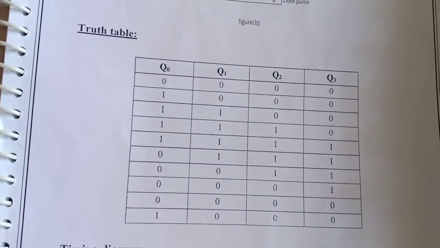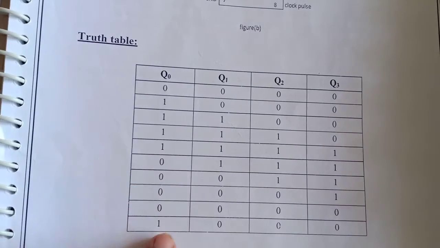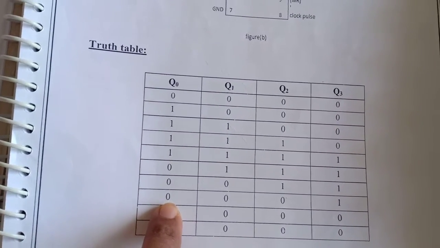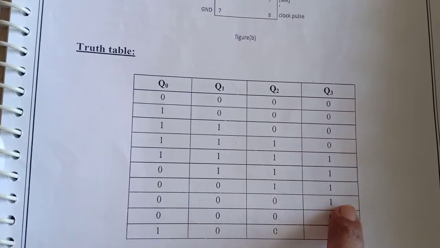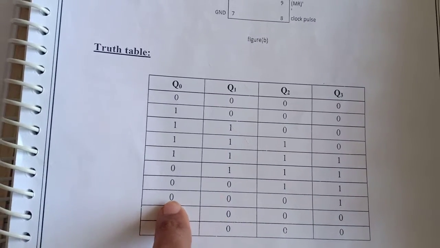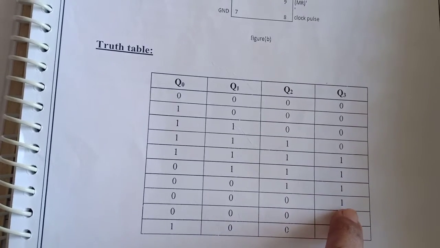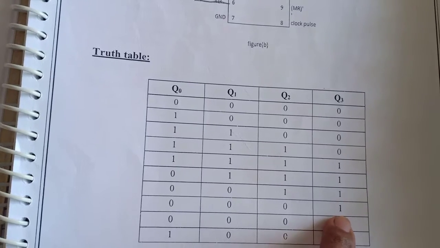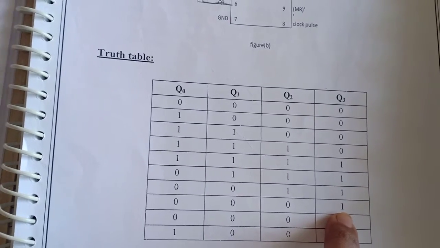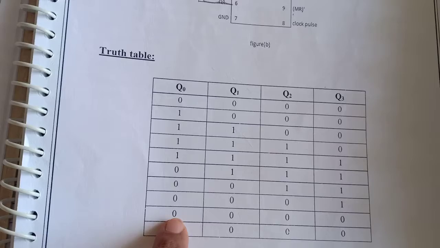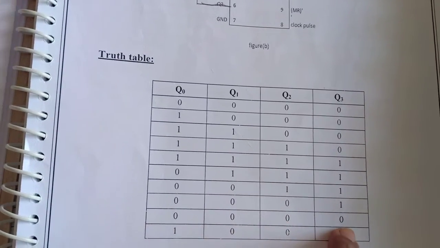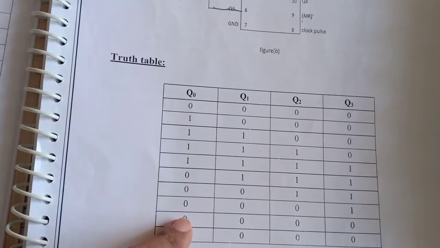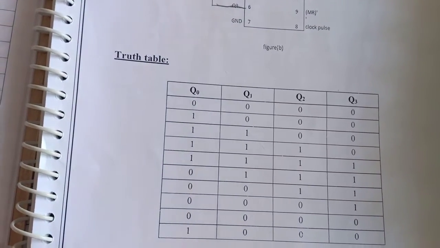So it will continue till 8 clock cycles, and after the 8 clock cycles, the state is 0, 0, 0, 1. After that, the complemented output of the last flip-flop will become 0. So the next clock cycle will be 0, 0, 0, 0, and this will continue. So again the cycle repeats after the 8th clock cycle.